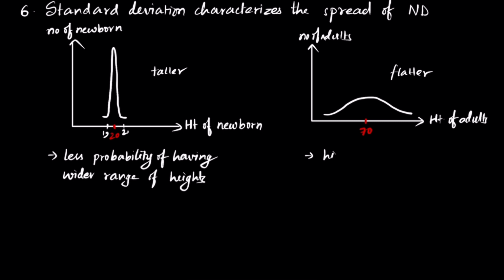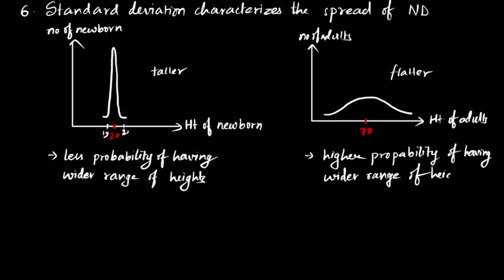While in second case, there's higher probability of having wider range of heights around the mean height. So around this mean height, there's possibility of having a wider range of height. That is, the height of the adult can be 71 inch, 72 inch, 80 inch. There is a higher probability of the heights of adult. There are various types of adult that are present in society.